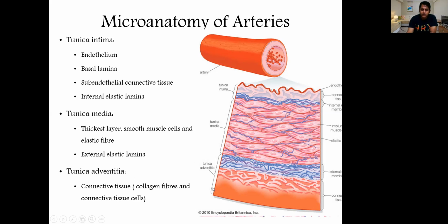Coming to the tunica adventitia. The outer layer is called the tunica adventitia, and it consists of again a connective tissue which has the collagen fibers and the connective tissue cells.